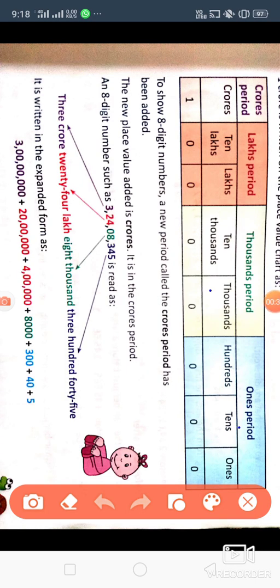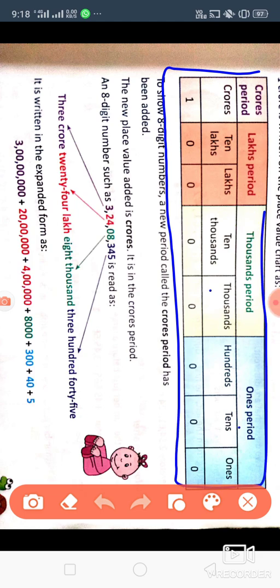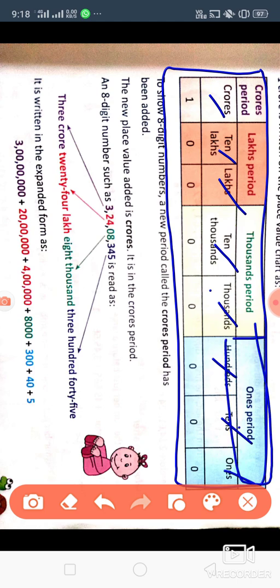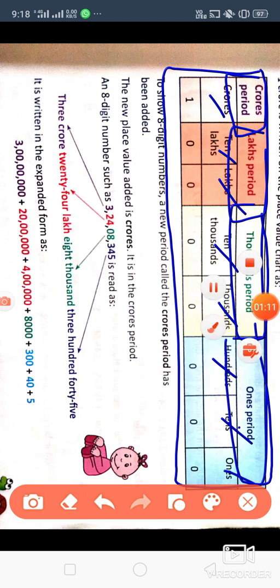So you can see here, this is your Indian place value chart. You must be having little concept about this. Ones place, tens place, 100 place, 1000 place, 10,000 place, lakhs place, 10 lakhs place, and crores place. First of all, we divide it according to the period. Ones period, then thousand period, then lakh period, then crores period. So we have to study according to that.